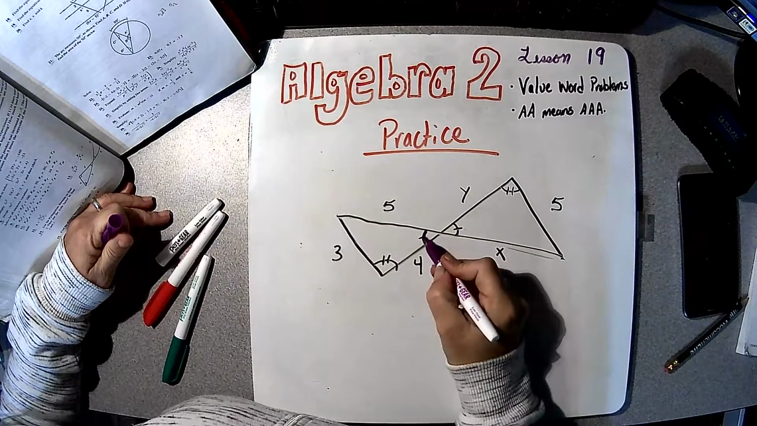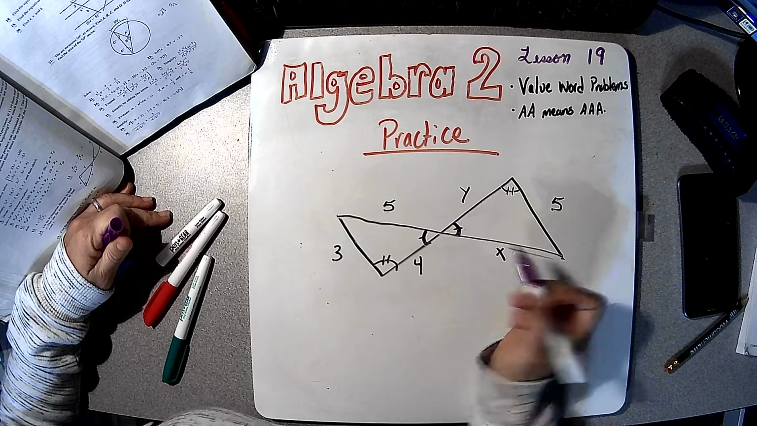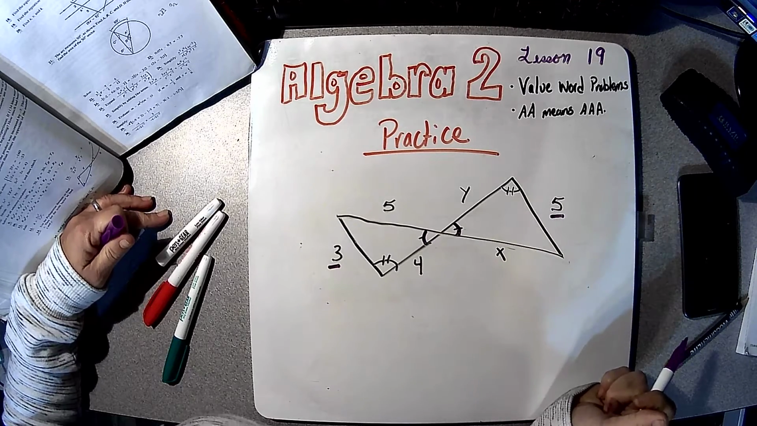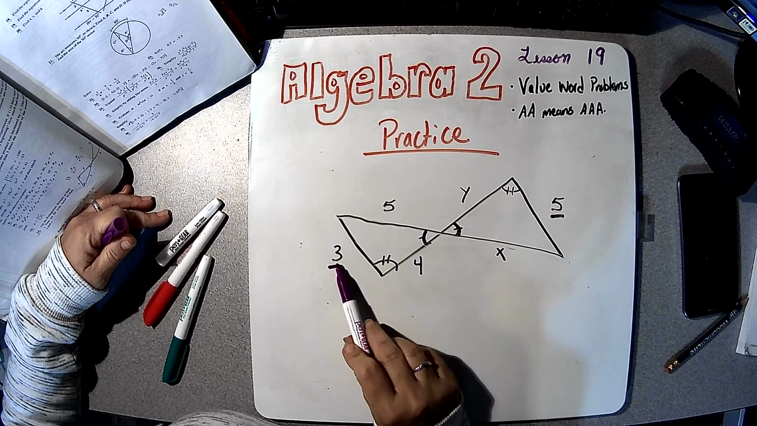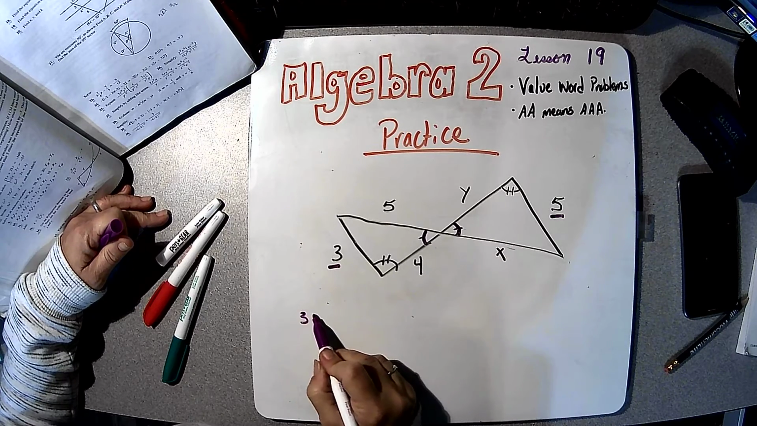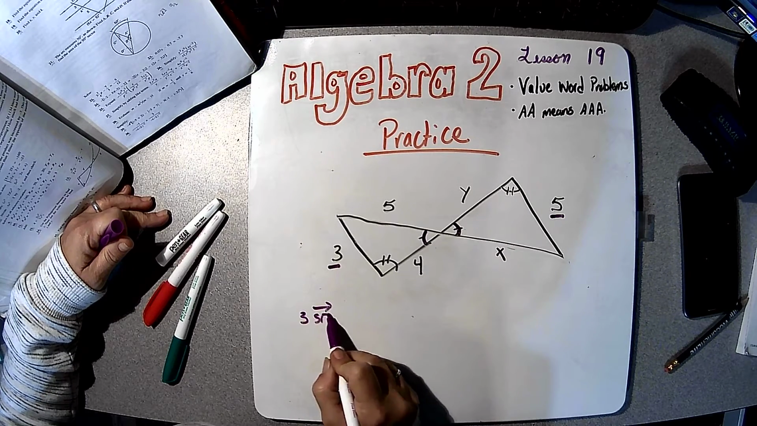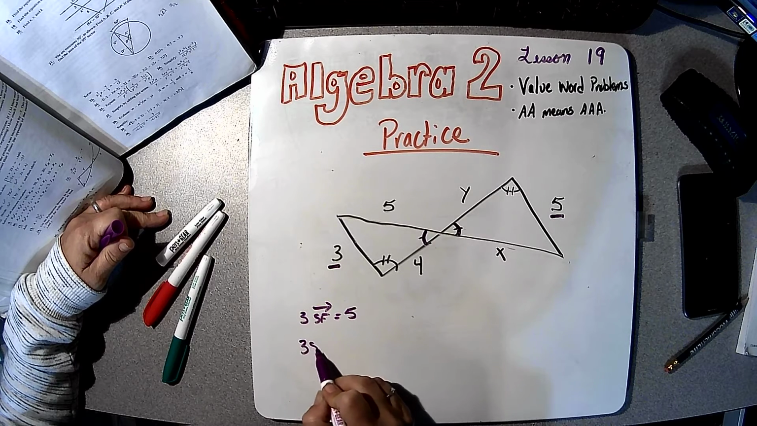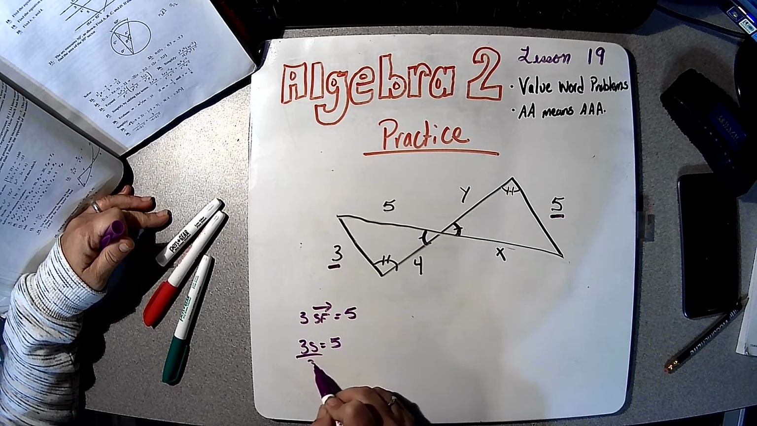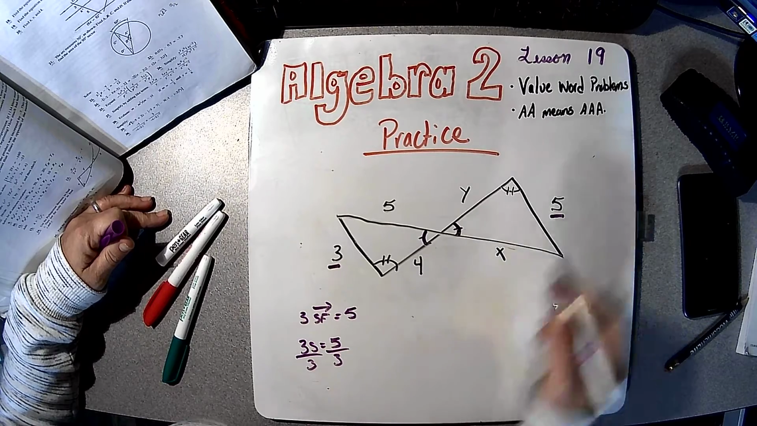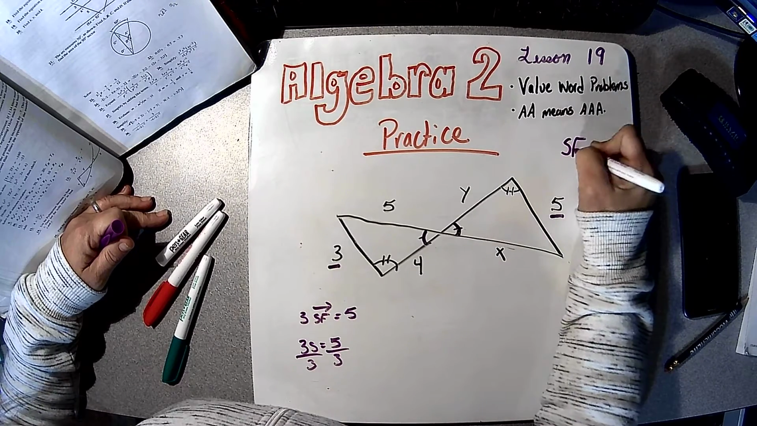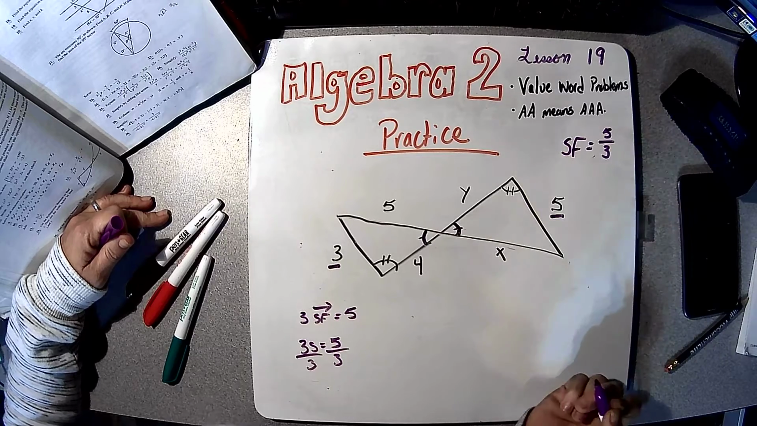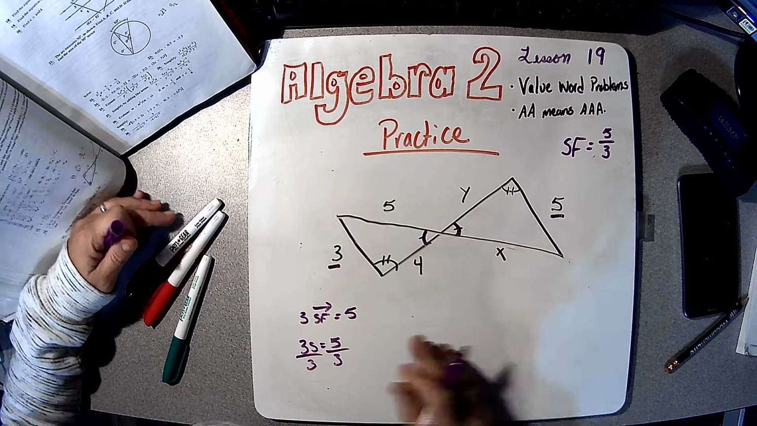Okay. All right, so if this angle and this angle are equal, that means this and this are going to be proportional. That's going to be how we're going to get our scale factor. So we're going to say 3 times our scale factor equals 5. So 3s equals 5. Divide by 3, divide by 3. Our scale factor equals 5 over 3.